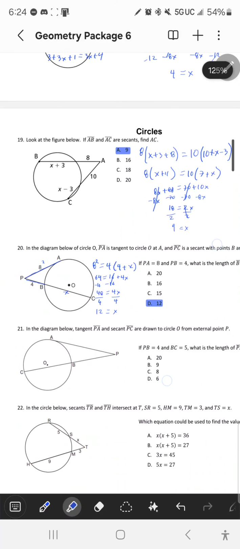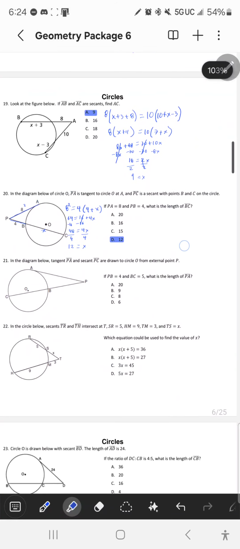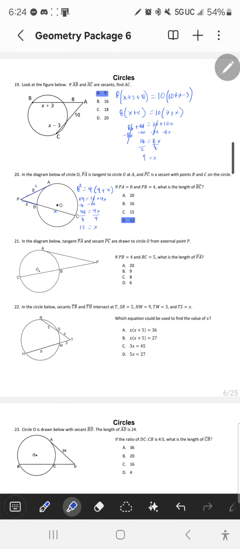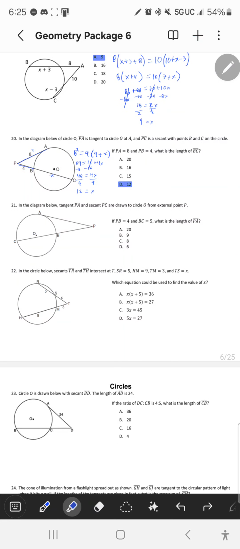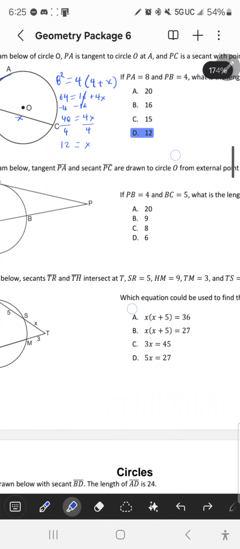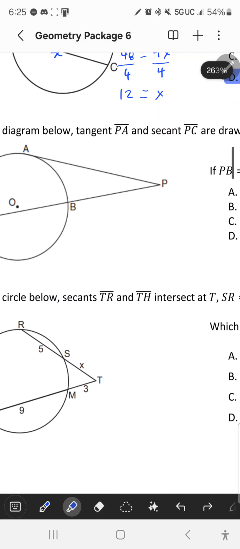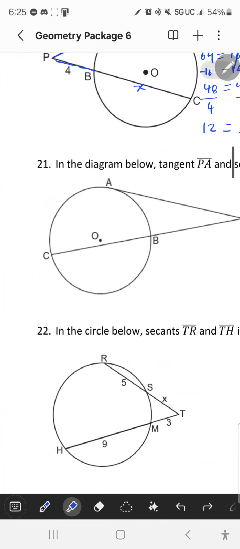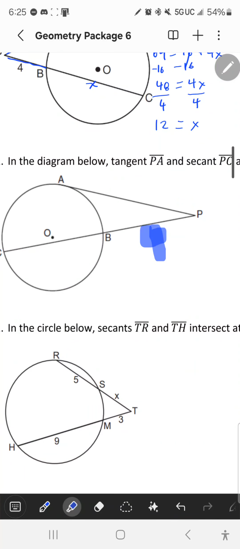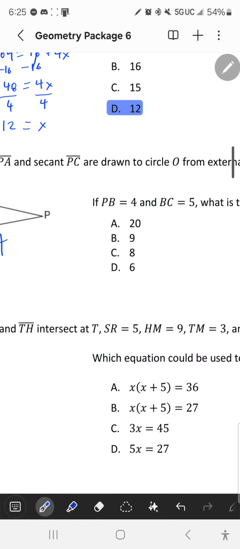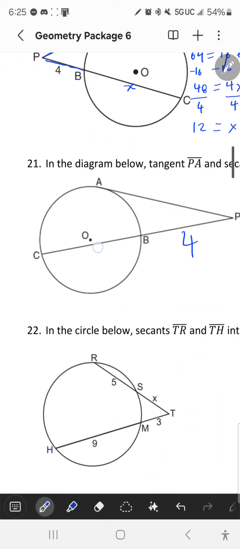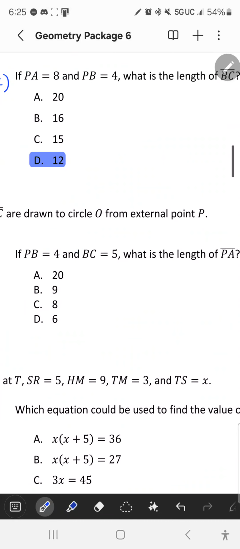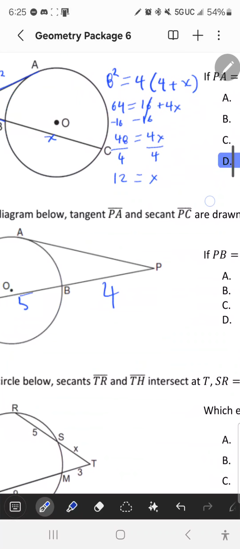Now let's look at the next one, which is basically the same theorem. We have a tangent, we have a secant, so let's get to it. So 21, we have, okay, it said that PV is 4, BC, which is this part, 5. What is the length of PA?